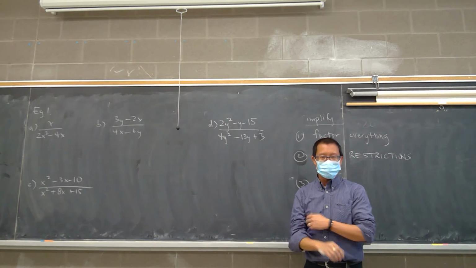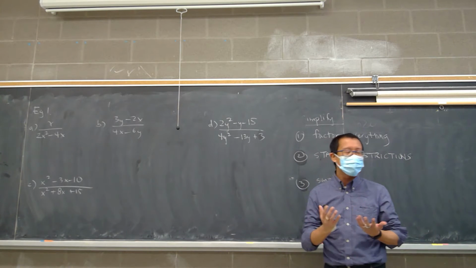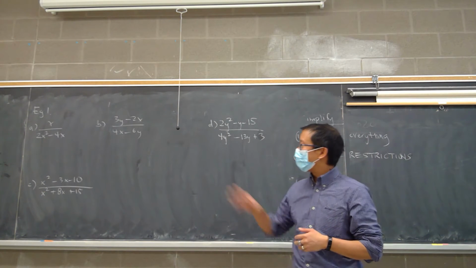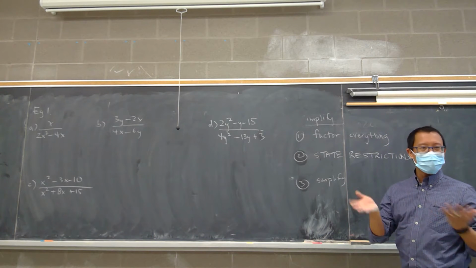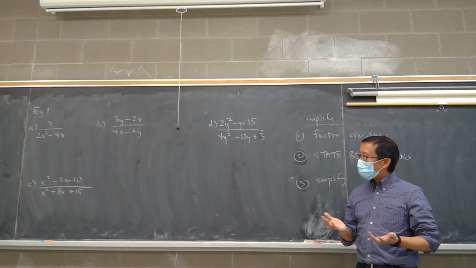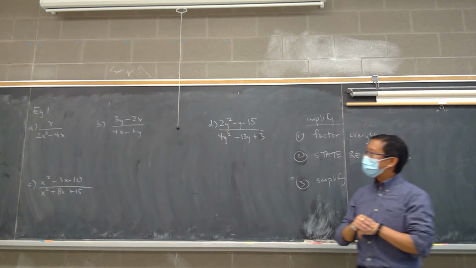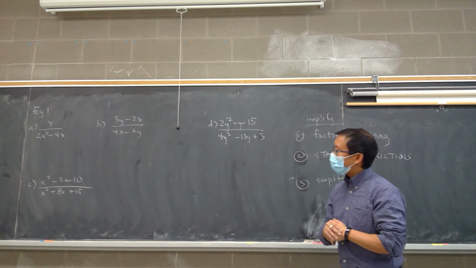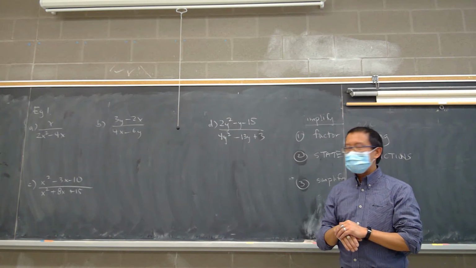This is lesson part 2, if you will, on simplifying rational expressions. Today we're going to look at example 1 from our handout. As you can see from the chalkboard, or if you look at the handout that you have already in front of you, it is example 1 of our rational expressions handout. Question A we're going to do together. We have x over 2x squared minus 4x. That's our first one, really easy and nice and light.